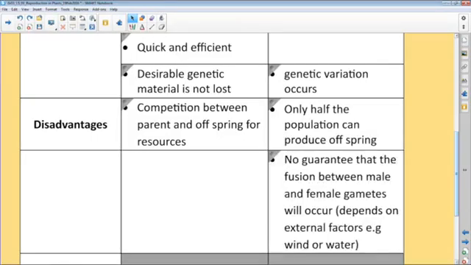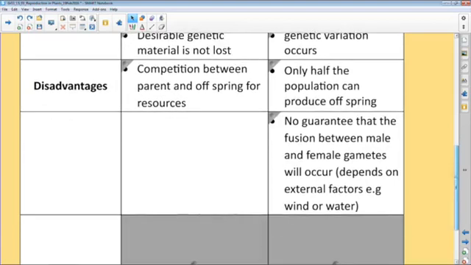Next one, another disadvantage is there's no guarantee, let me get a pen here, there's no guarantee that the fusion between the male and the female gamete will occur.